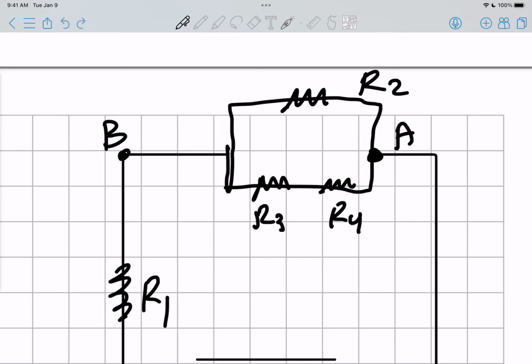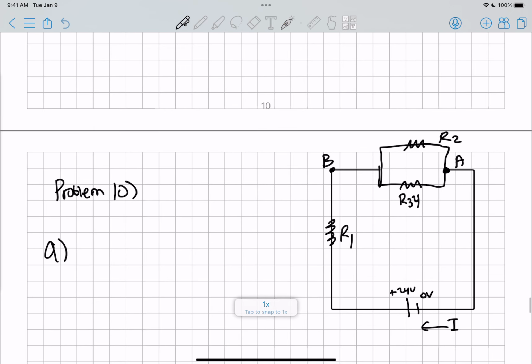But anyway, R3 and R4 are in series. That's absolutely correct. So we can simplify these down to what? What would be the simplification of R3 and R4? How would we label that? R34, right? So we have to figure out what R34 is.